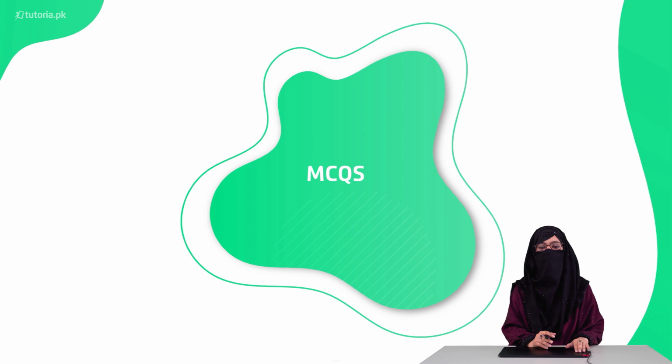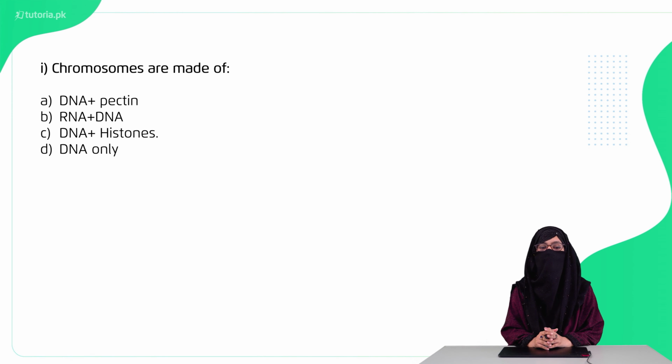Today we are discussing the exercise of your chapter Chromosomes and DNA. Let's start with the MCQs. The first MCQ is: chromosomes are made up of proteins plus pectin, RNA plus DNA, DNA plus histones, or DNA only. The right option is option C, DNA plus histones.